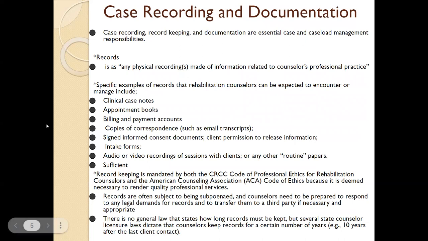Okay. This is an important part as a rehabilitation counselor: case recording and documentation. There are essential case management responsibilities. Records are any physical recording made of information related to counselor professional practice. Here are specific examples of records that a rehabilitation counselor can be expected to encounter or manage: clinical case notes, appointment books, billing, payment accounts, copies of correspondence such as email and transcripts, signed informed consent documentation, client permission to release information, intake forms, and audio or video recordings of sessions with the client.